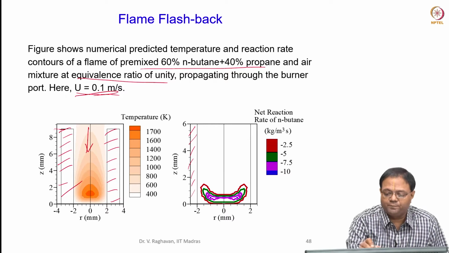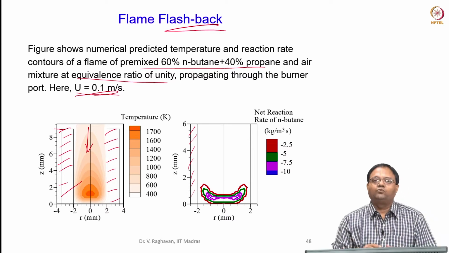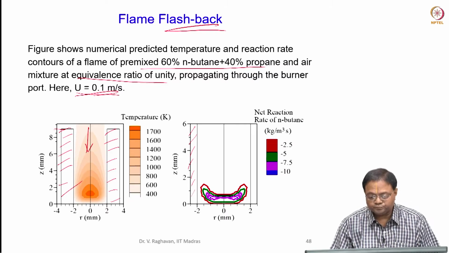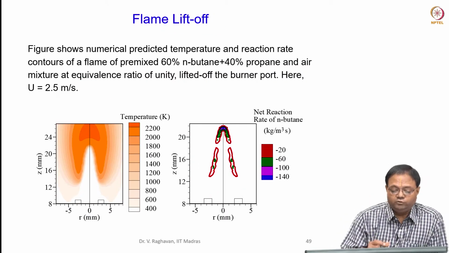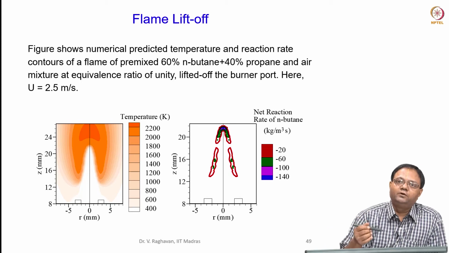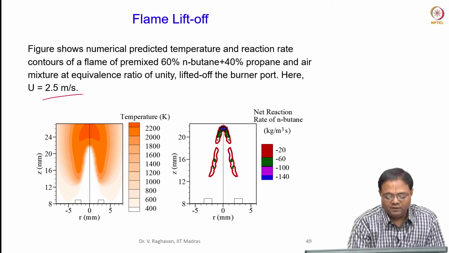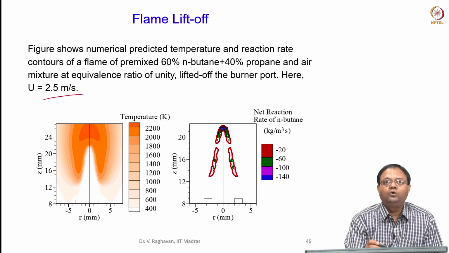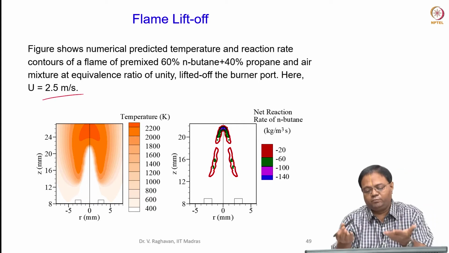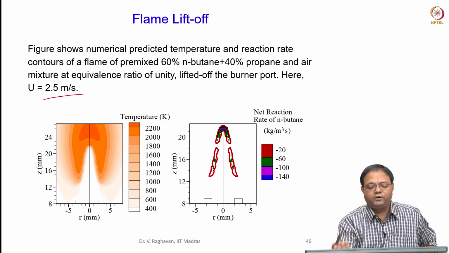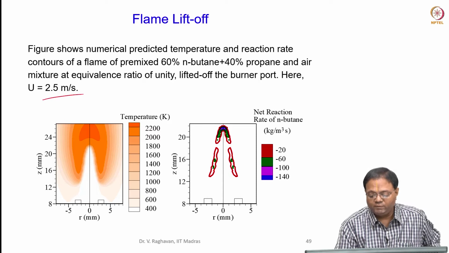This is called flashback. Numerically there is no harm in doing these flashback studies, but experimentally we have to be careful. Now lift off. I now abruptly increase U from 0.6 to 2.5. You can see that the reactants are going to enter at a very high velocity. It is lifting the flame off, and the flame is lifted off now. Eventually this flame will blow off.